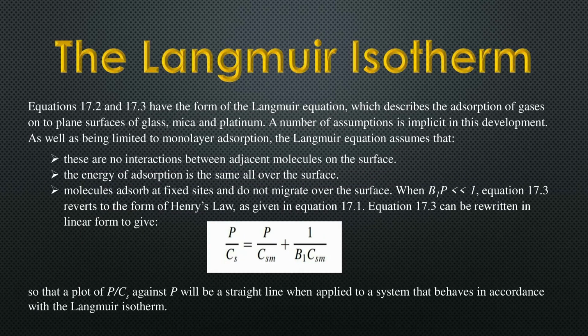Previous equations have the form of the Langmuir equation and assume that there are no interactions between adjacent molecules on the surface. The energy of adsorption is the same all over the surface, and the molecules adsorb at fixed sites and do not migrate over the surface. When B1P is much greater than 1, equation 17.3 reverts into the form of Henry's law and can be written in linear form to give this formula, so that a plot of P over S against P will be a straight line when applied to a system that behaves in accordance with the Langmuir isotherm.